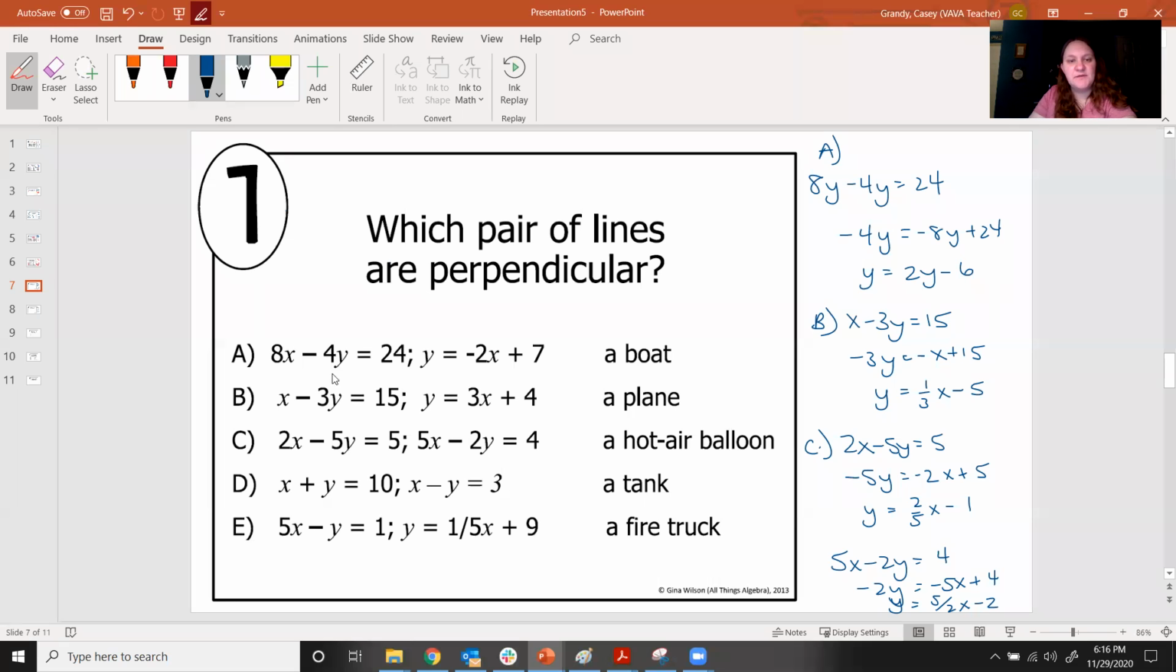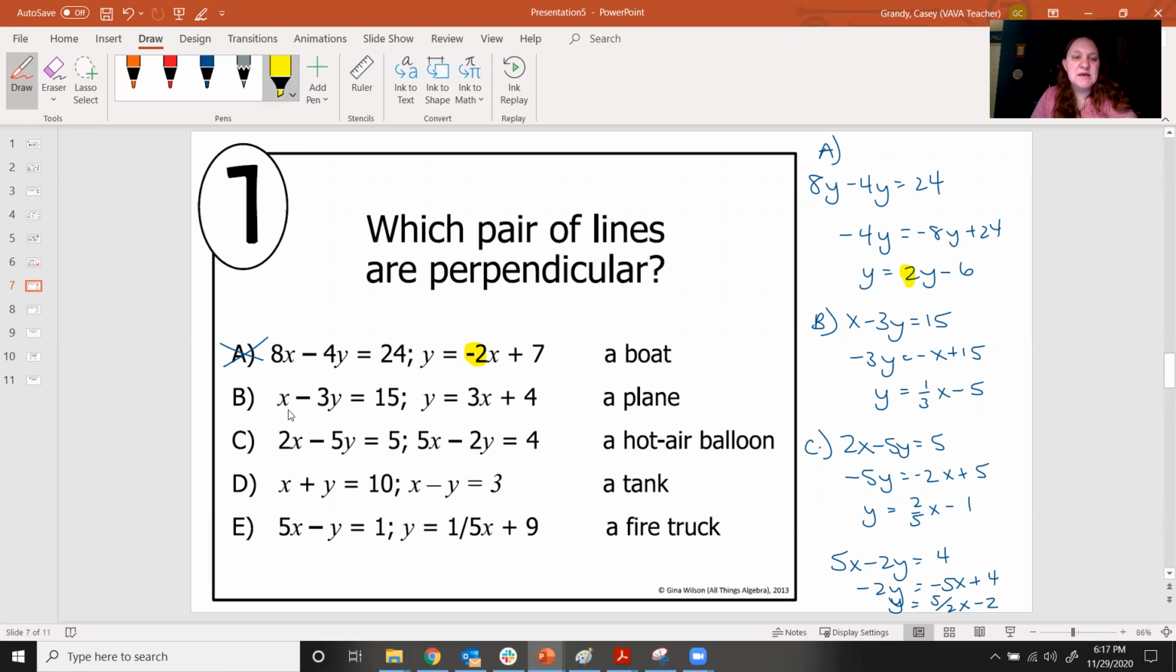Okay, so as you went through these, you should have been looking for the slopes on each one. So in A, this first equation was not in slope-intercept form, but the second equation was, and so the slope of that second one is -2. When you rewrite the equation 8x minus 4y, you get y equals 2x minus 6. So its slope is 2. Those are not opposite reciprocals. They are opposites, but they're not reciprocals. So the answer is not A.